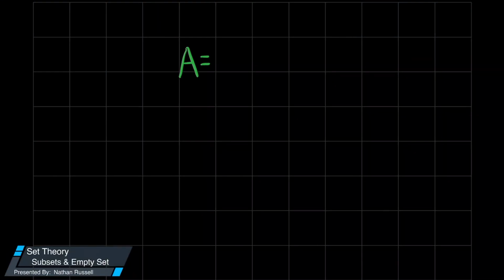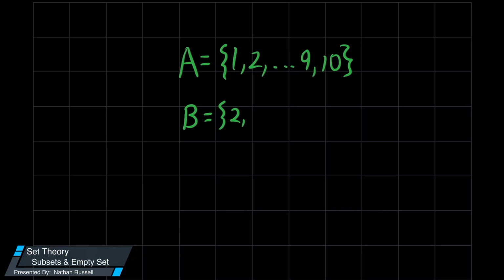Suppose set A is a set of numbers 1, 2, all the way up through 9 and 10. So it's basically the set of whole numbers from 1 to 10. Now let's suppose that set B is a set of numbers 2, 4, 6, 8, and 10. B is not inside of A. So we do not want to imply this. So B is not in A. So this is a true statement.